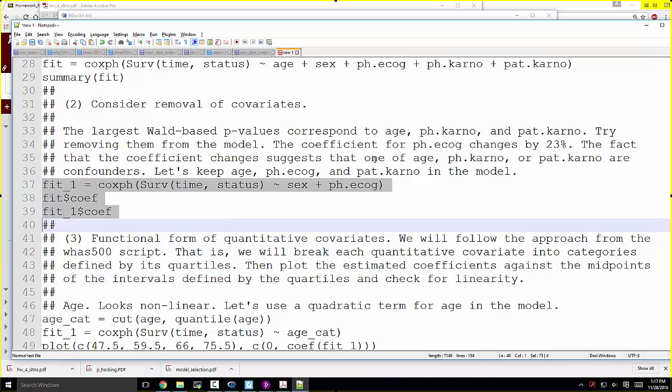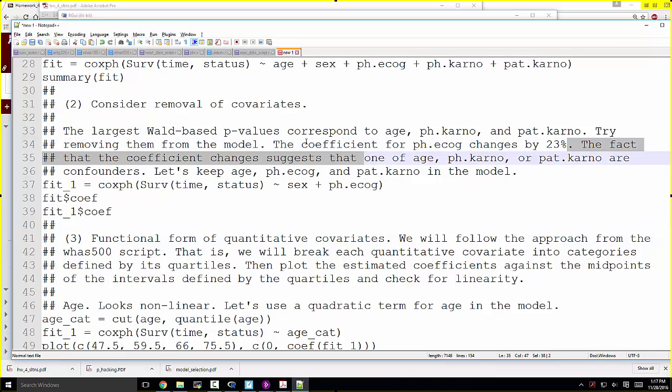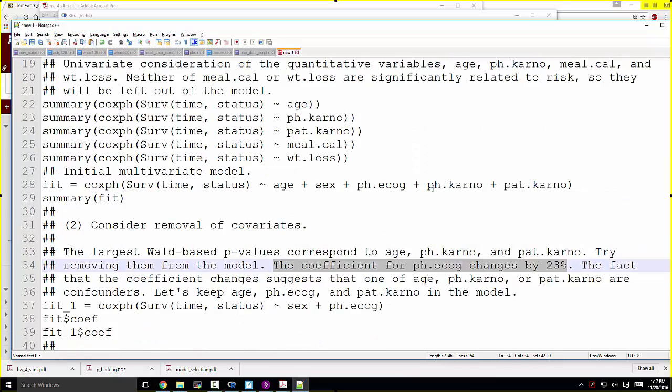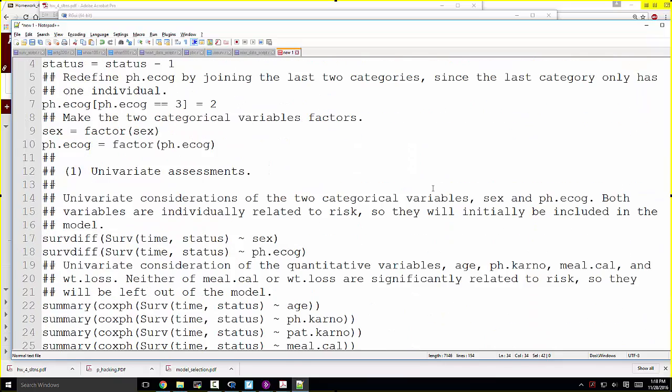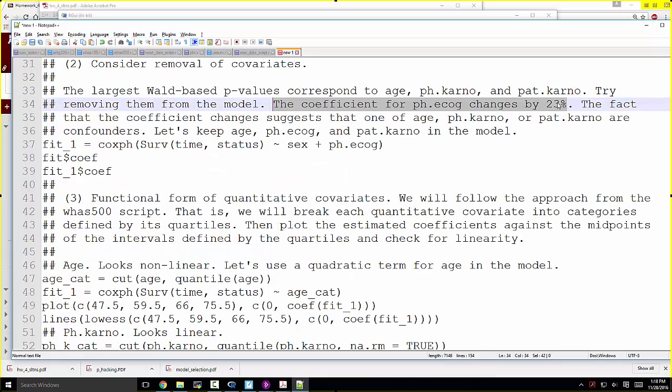In this case, I would say the coefficient for pH.ecog, at least that first coefficient, changed substantially. I think what I have here, I didn't treat, let me see. I think that's the wrong percentage. I think it changed by about 30%, which was about 0.7 standard deviations away.